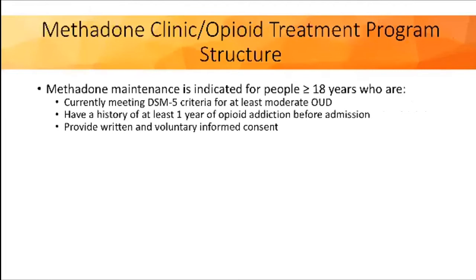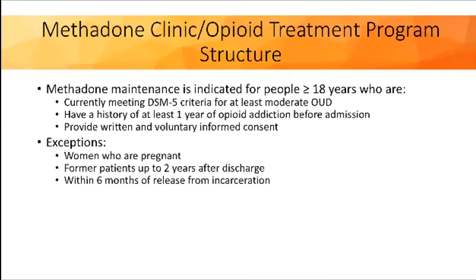So, some more information regarding the structure of a methadone clinic or OTP. Methadone maintenance is indicated for people over 18 who currently meet DSM criteria for at least moderate opioid use disorder, have a history of at least 1 year of opiate addiction before admission, and provide written and voluntary informed consent. Exceptions are women who are pregnant, former patients up to 2 years after discharge, or those within 6 months of release from incarceration.